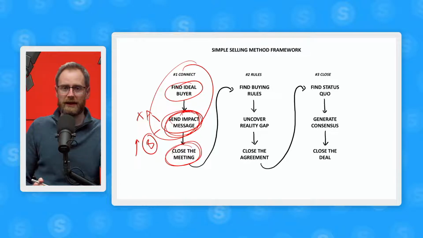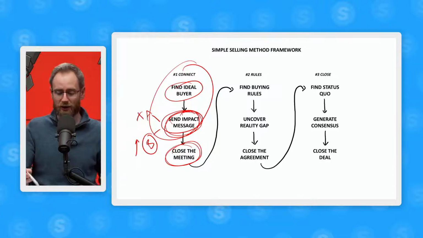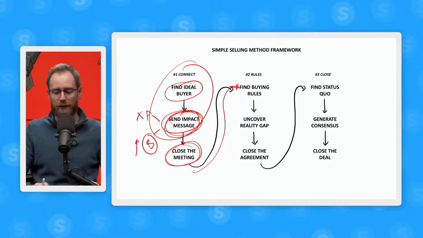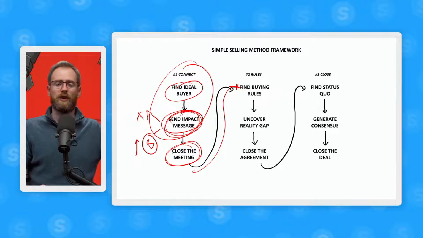Send them a message that makes them go, ugh. What? Hey, so you've got their attention, and then close the meeting. That's all prospecting is. Once you've got that done, you then move on to the next step of the simple selling framework, or most other sales processes, right? Where you're uncovering the rules that you're going to play the game by, and that you progress throughout the sales process as well.